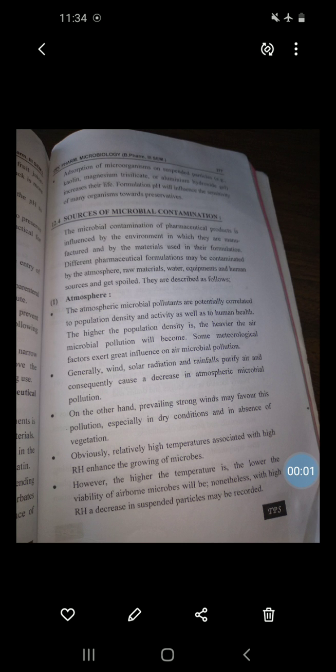In the last lecture, I discussed the different factors that affect the microbial spoilage of any pharmaceutical product. Today, we will see the next point of our syllabus, that is sources of microbial contamination. There are different sources of microbial contamination.